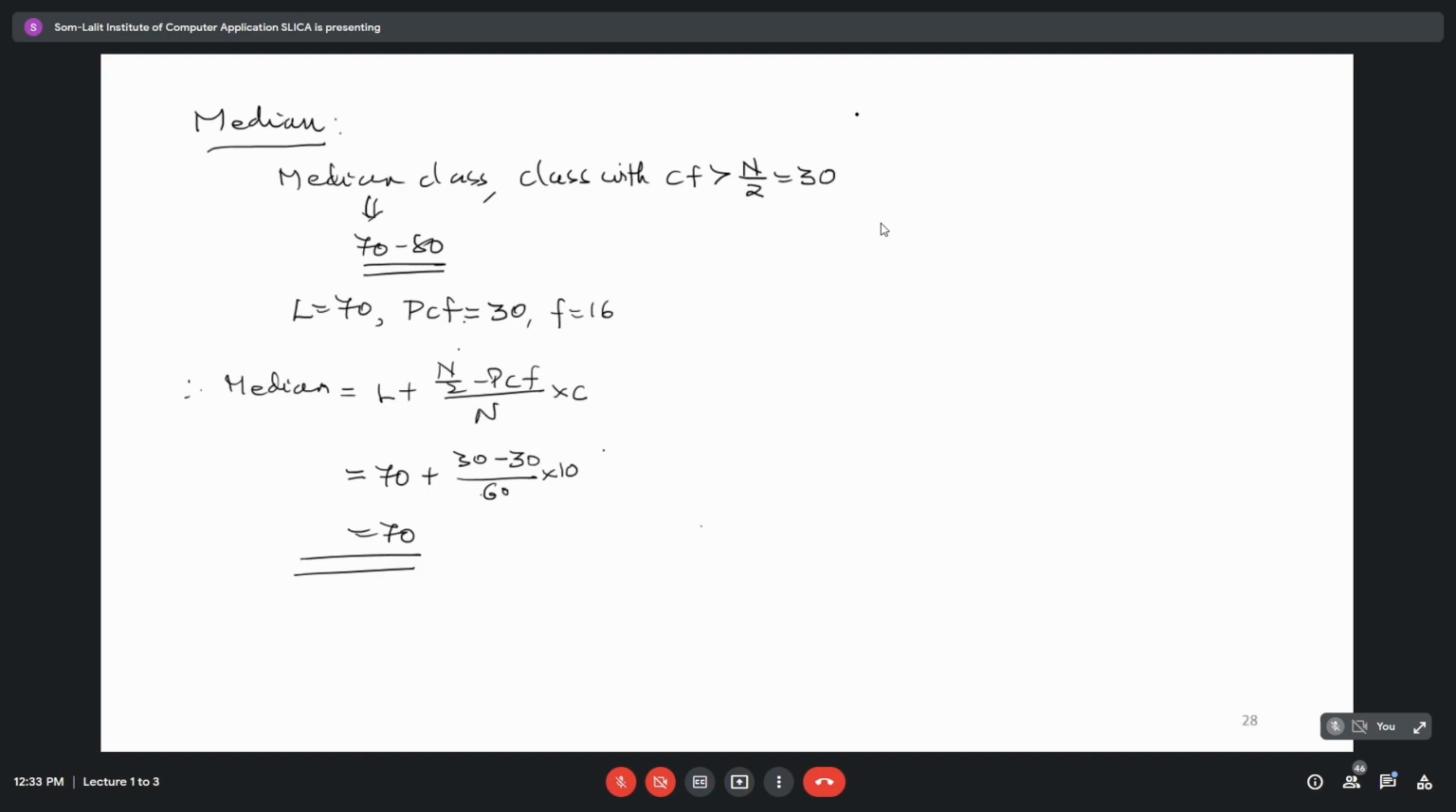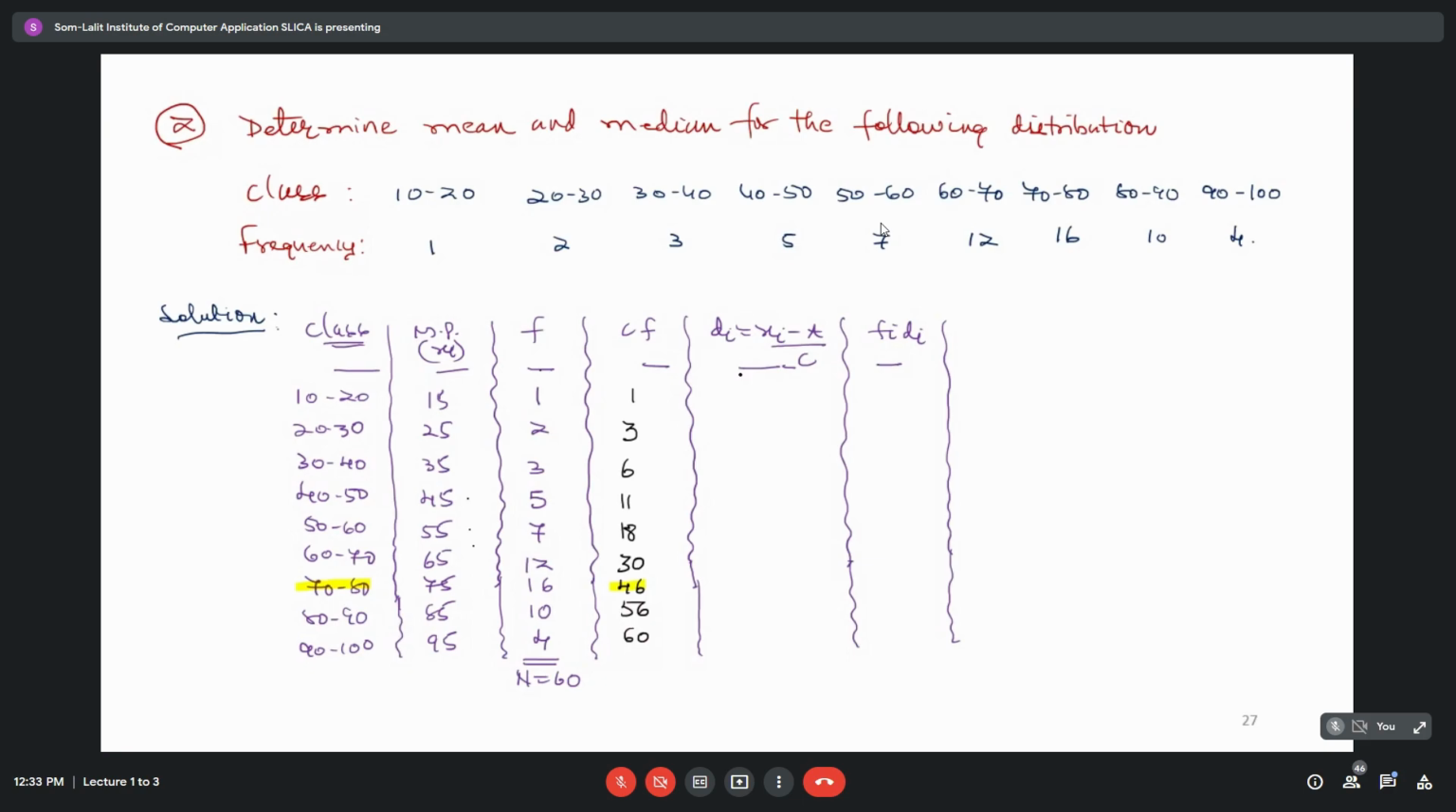Let's go for the other part here. So for the other part, we need to prepare these two more columns. One column for the d_i's, deviations. So from these only we are going to write the deviations. What should be A here? So we take this as A for example. So this will be 0 here. What about this? -1, -2, -3, -4. And what about this? 1, 2, 3, and 4.